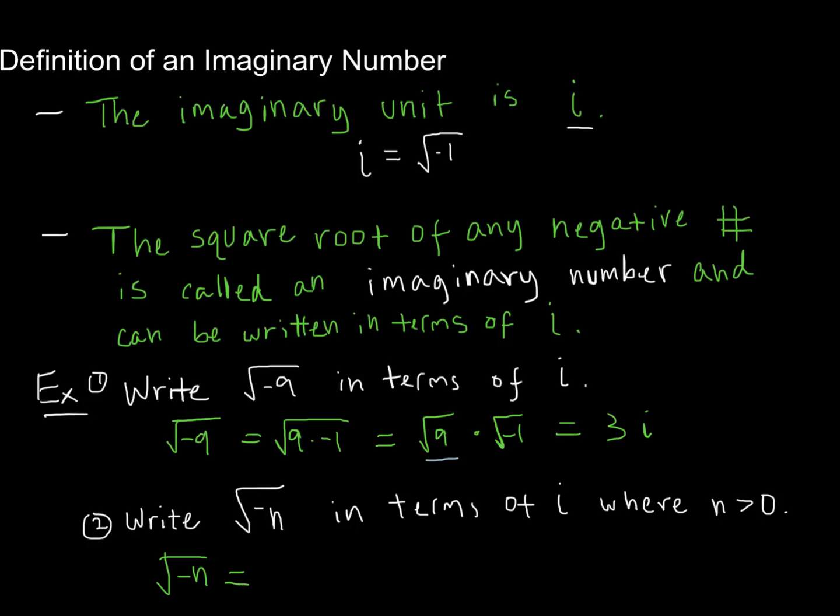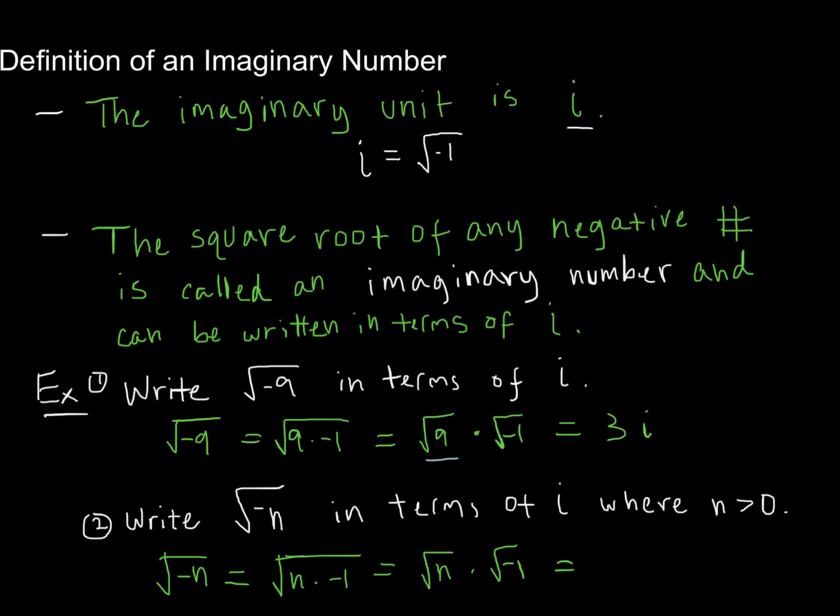We can split this up so that we have the square root of n times negative 1. And now I can split them up outside, so I can break up the square root, if you will. And what that allows me to do is write the square root of n times the square root of negative 1.